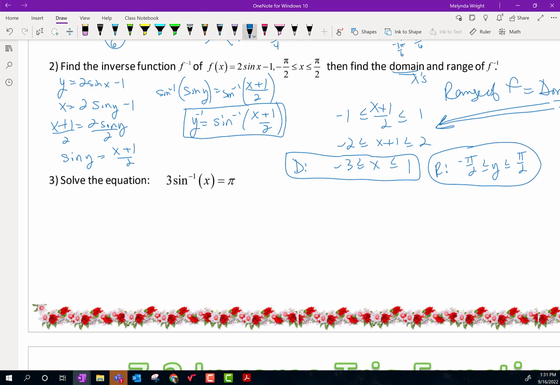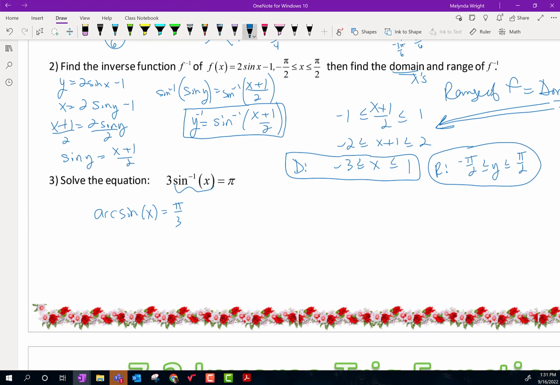So I want to get this part by itself, the thing with the x in it. So I have, and I'm going to do, instead of sine inverse, I'm going to write it as arcsine. I hope y'all are okay with that. I just prefer that notation. So, okay, great. So pi over 3.